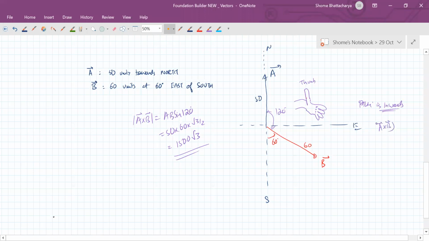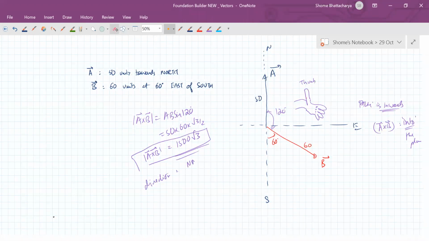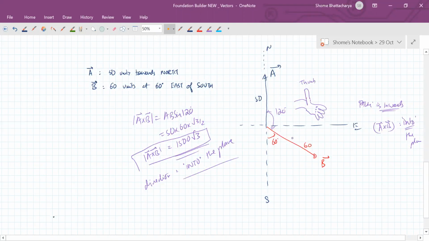A cross B is into the plane, not coming out. Okay. So magnitude of A cross B is 1500 root 3 in this case. And direction is into the plane. Going straight in.